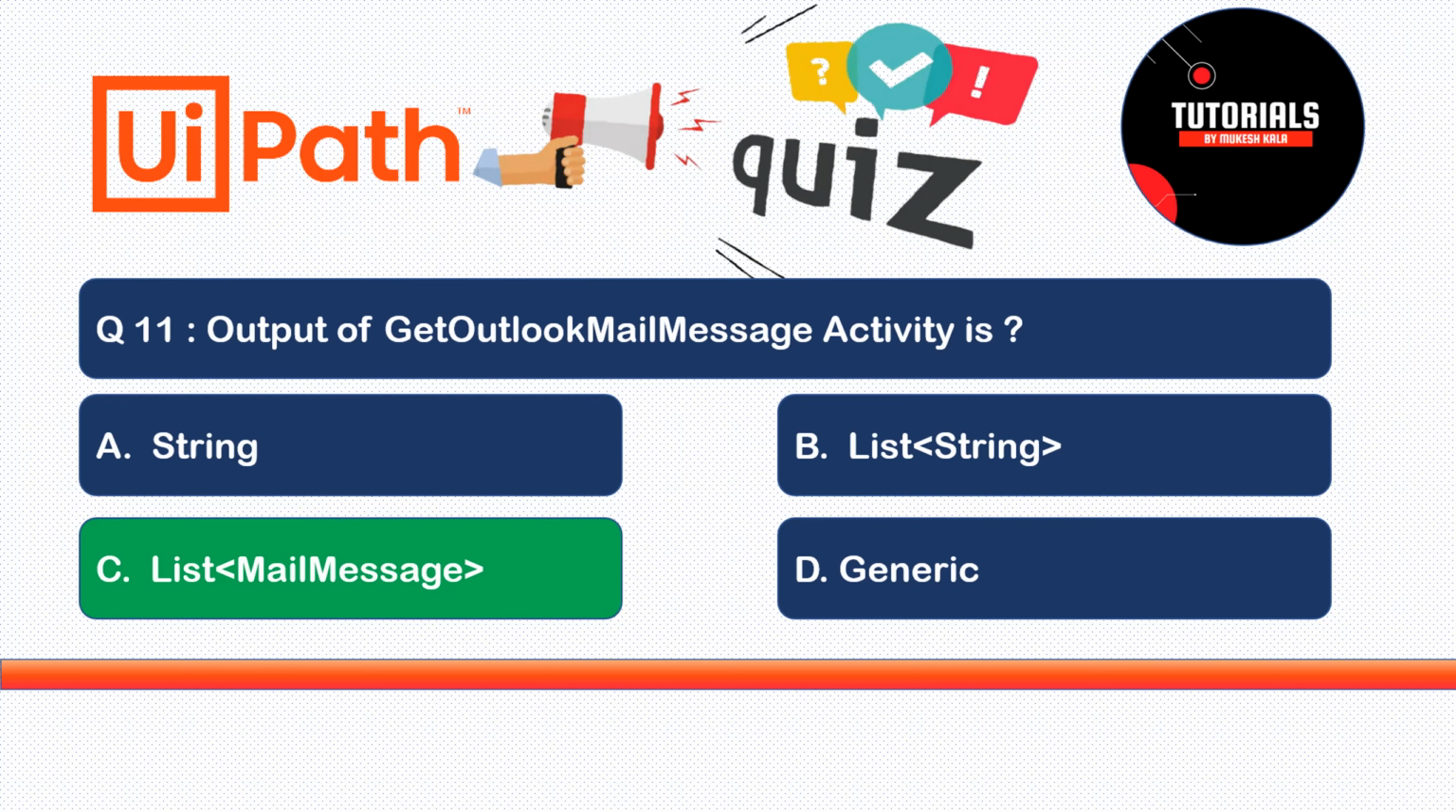Whenever we are reading emails with the help of Get Outlook Mail Messages, we will get a list of mail messages. Now in UiPath Studio, we will iterate the list of mail messages and get all the details like attachment, sender name, body, subject. So we get a list of mail messages whenever we use the Get Outlook Mail Message activity. So that was question number 11. Let me go to the next question.